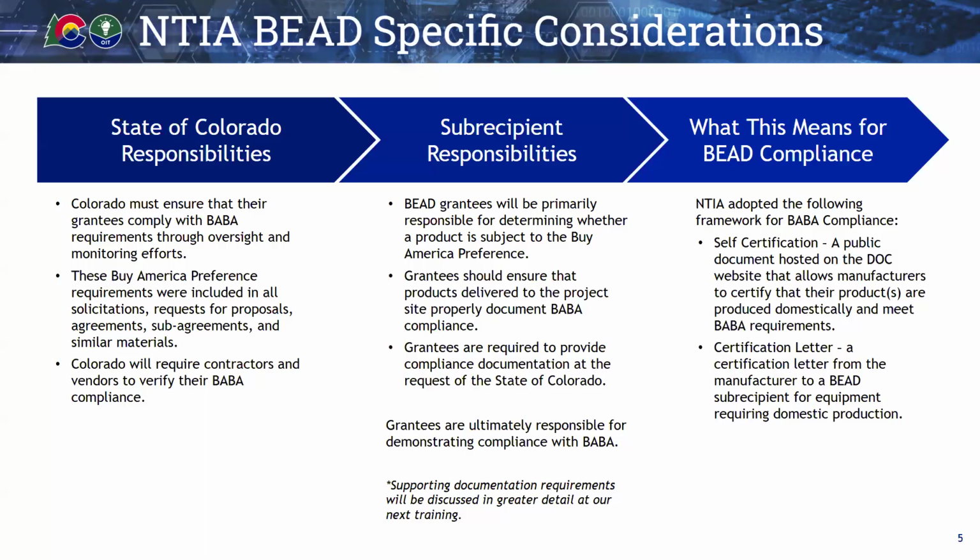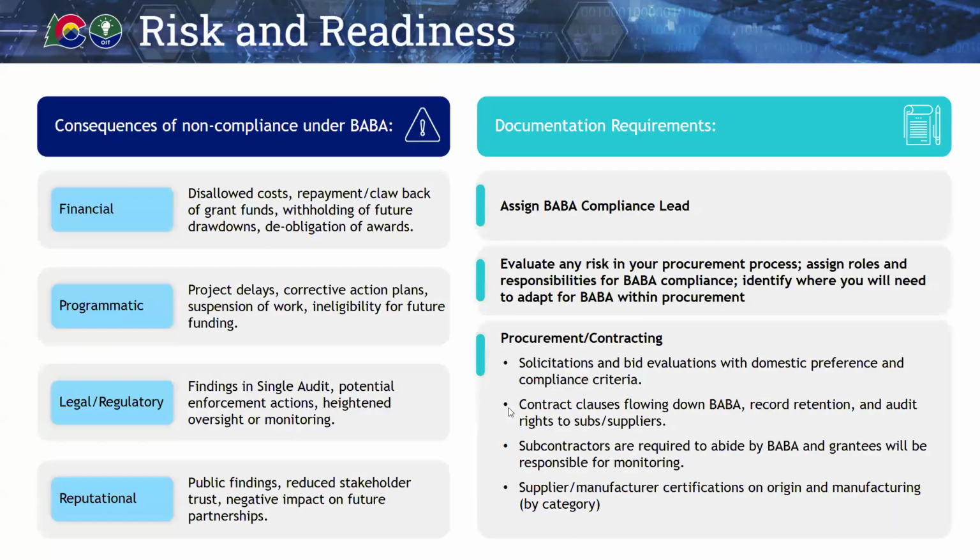Next slide. Here we just want to get into some risk and readiness considerations in terms of potentially not being compliant with BABA and what that can mean. There are certainly different financial, programmatic, legal, regulatory, and reputational risks that you could have to deal with if you're found to be non-compliant. Obviously, the first one is disallowed costs or potential clawbacks.